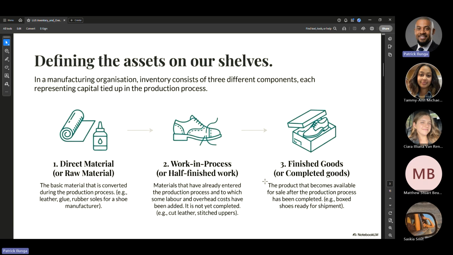But there is also the other aspect you need to see, which is the working process. So the product is not yet finished, so we don't have the final shoe. So we're coming from raw material to something that is in the middle. And that would mean that we have started applying some labor and some overhead costs onto that raw material. But the product is not yet complete. It's not yet final. And then you have the final product.